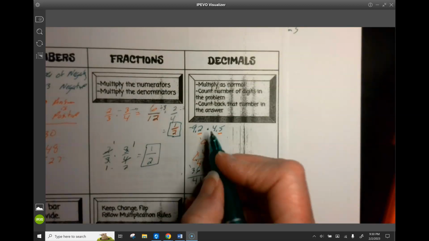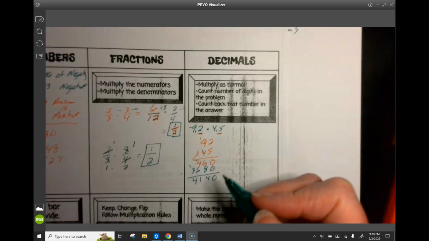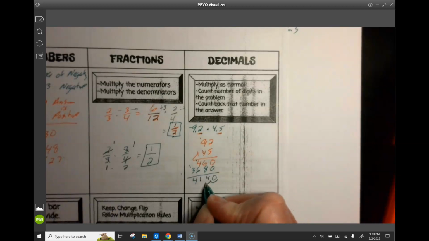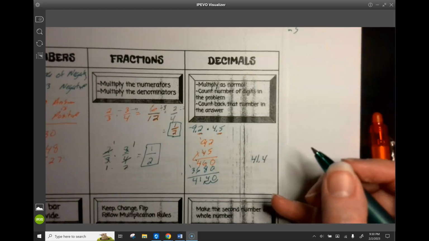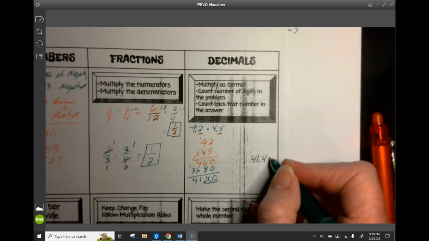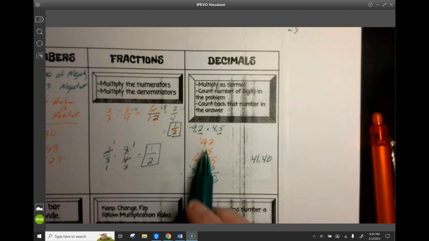And I get 4. Now, how many decimal places did I have in the problem? 2. So I have to have 2 in the answer. So my answer is 41.4. Now, you can put just 41.4 or 41.40. Okay, doesn't matter. Now look at the original problem.